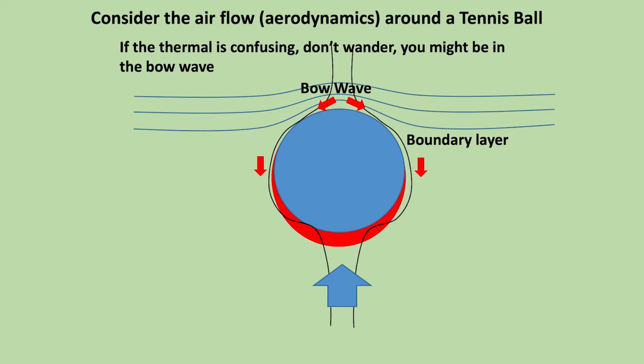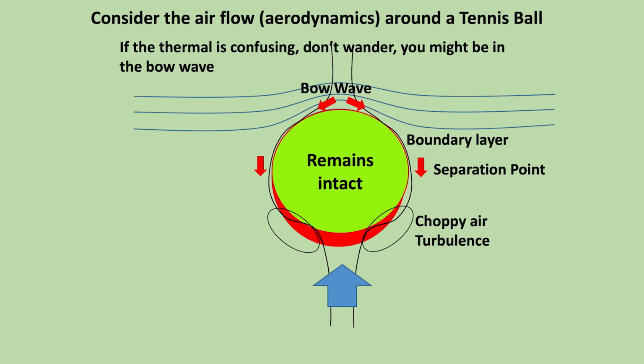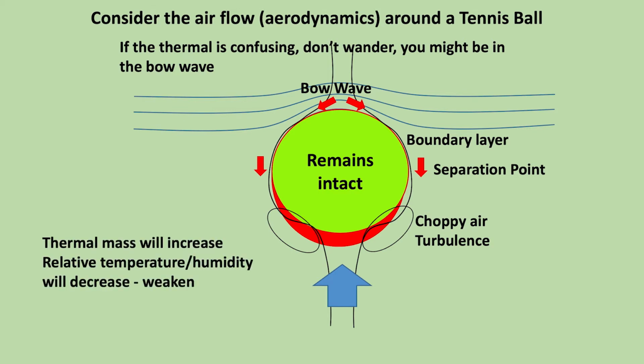There's a little boundary layer on the edge there between the descending air and the rising air. And there'll be a little separation point as well, with a bit of choppy turbulence at this point. However, the center core of the vortex will remain intact. Thermal mass will increase. Relative to temperature, humidity will decrease and therefore weaken the thermal. But generally this effect is minimal.